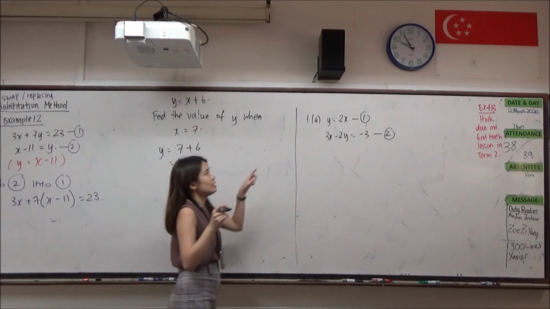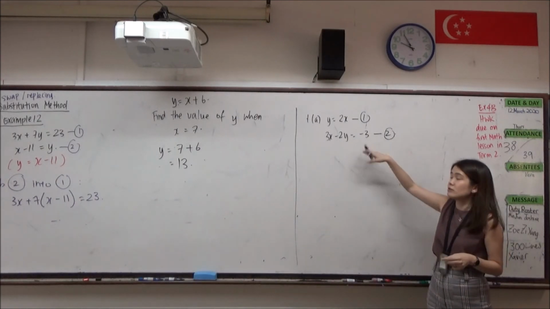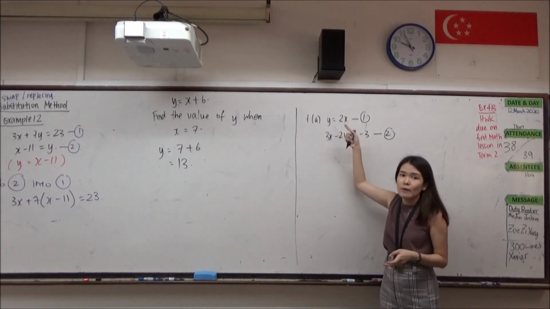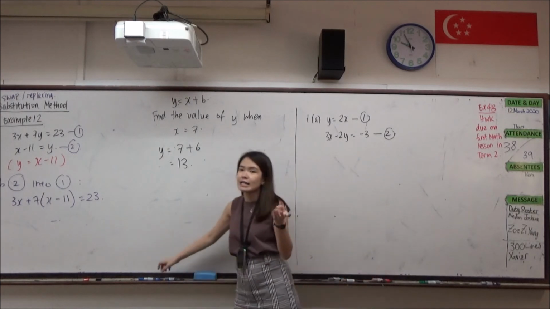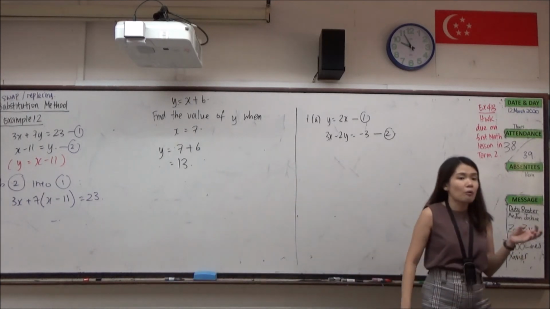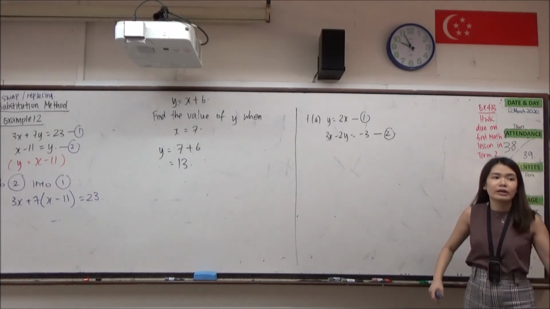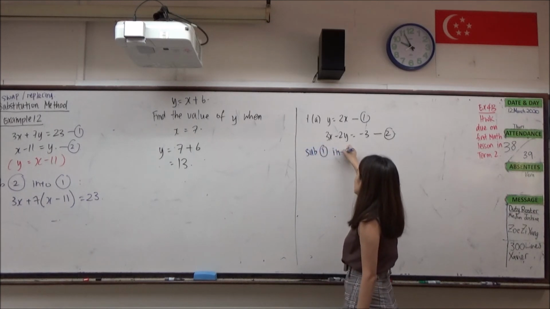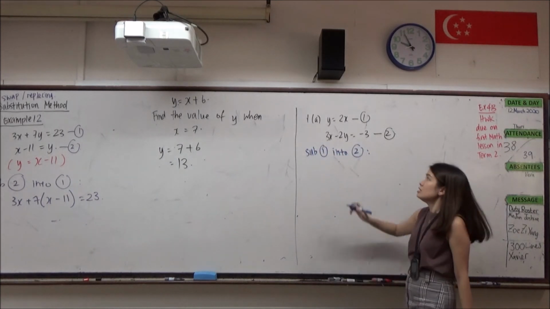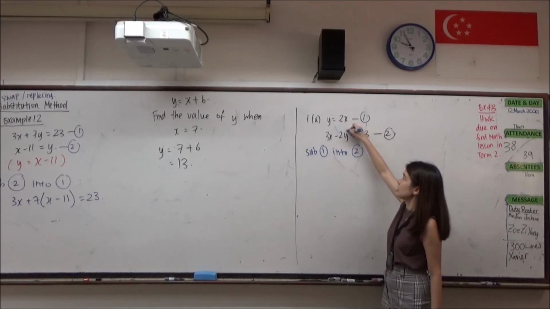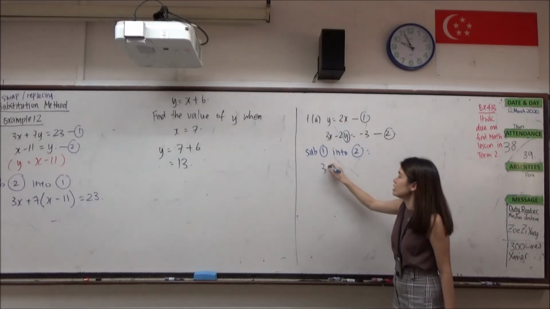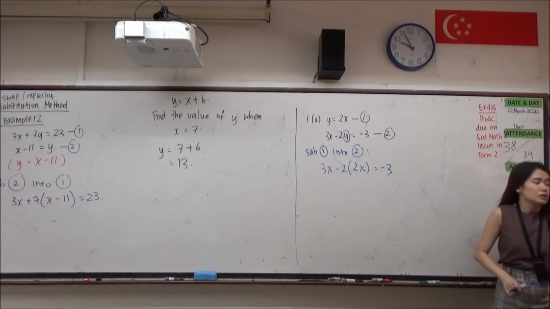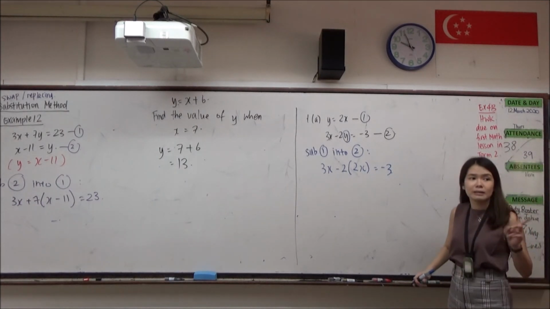So that's why, in this kind of questions, when we do simultaneous equations, instead of being given a number only, you're given something more, where there's x and y. The whole idea of replacing the original letter to find out what you want is the same meaning. So in this case, we will substitute 1 into 2. We take y equals 2x and put it into this y over here. So we get 3x minus 2 bracket 2x equals negative 3. You understand now? Are we all clear about substitution?